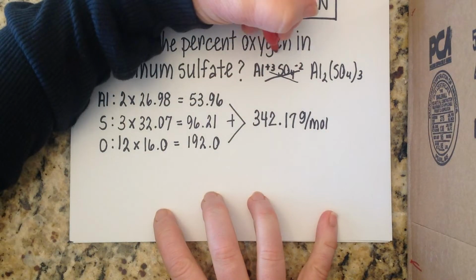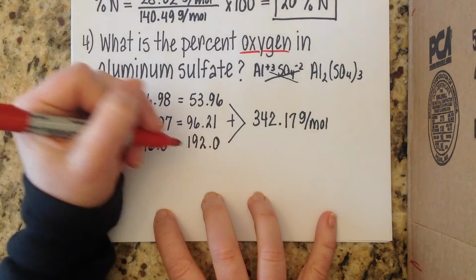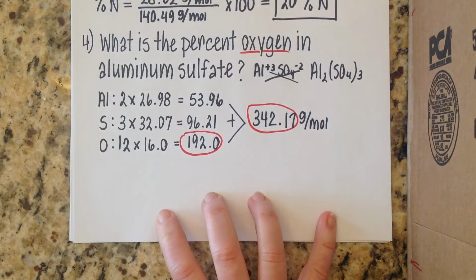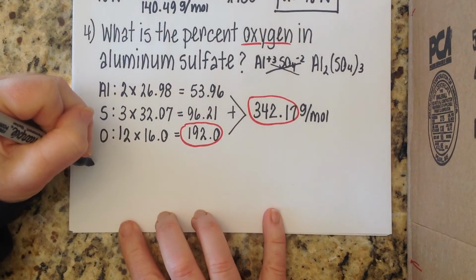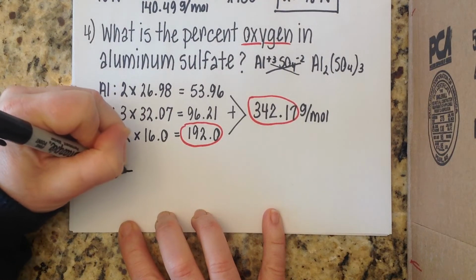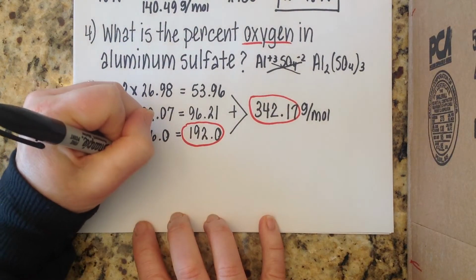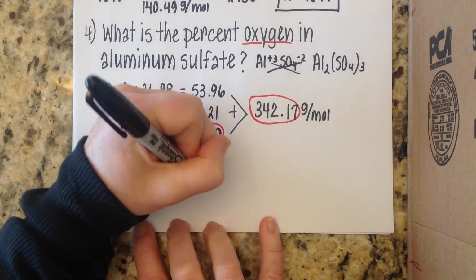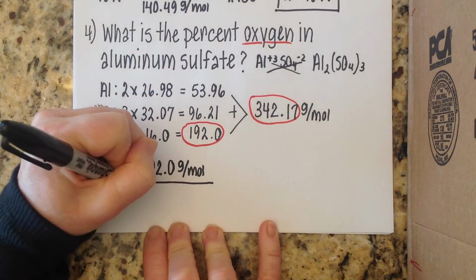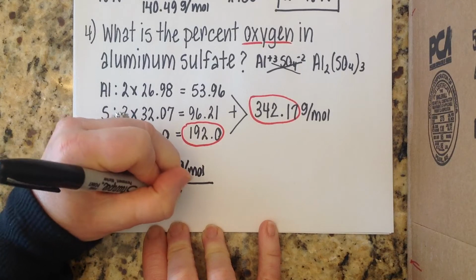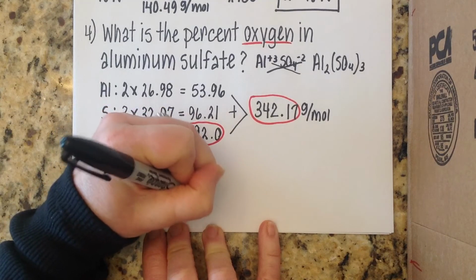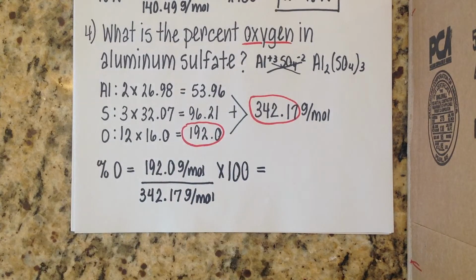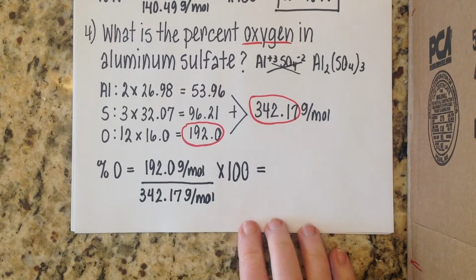So we look back up at the problem to say, okay, what were they even asking me for? They wanted the percent oxygen. That means I'm going to divide the total oxygen by the total mass of the molecule. So percent oxygen equals 192.0 grams per mole divided by 342.17 grams per mole times 100. And that gives us about 56% oxygen.